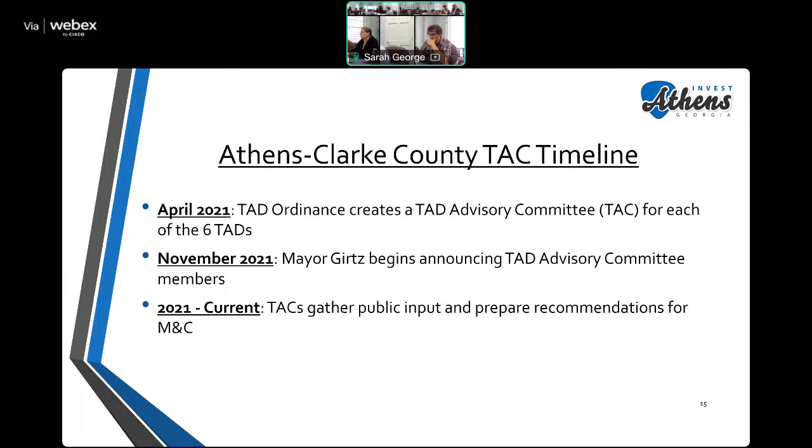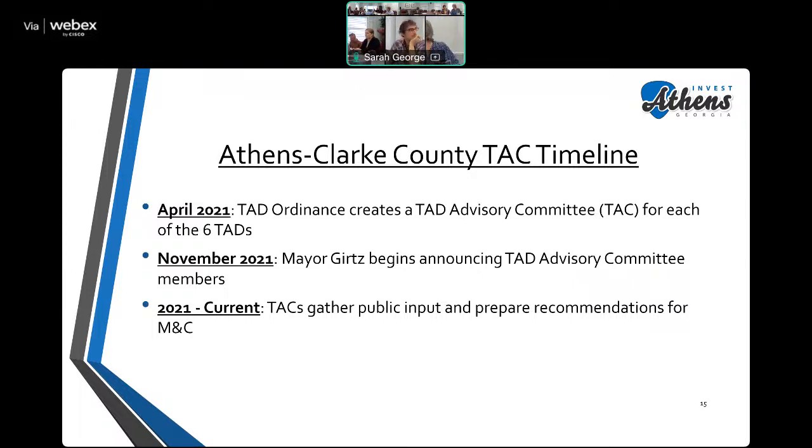So in April of 21, we wrote some ordinances which created the 6 TAD advisory committees. We're going to stack TACs, so one for each TAD area, and we also have the redevelopment one. By November of 21, Mayor Gerst began to announce appointments, because he has the authority to appoint all those members. Ever since then, the TACs have been gathering together, collecting public input in both surveys and open houses, and preparing recommendations.